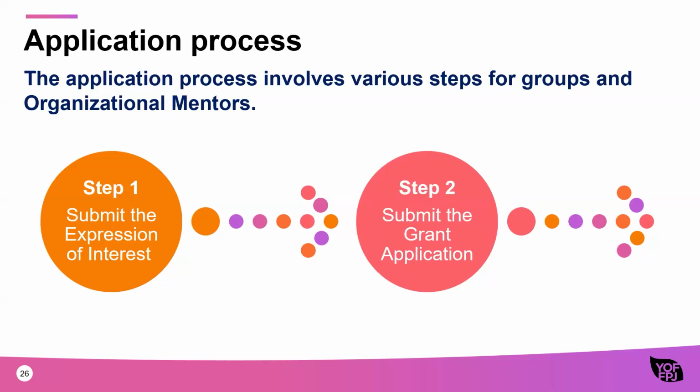Step 2. Applicants with a shortlisted expression of interest will be invited to submit a grant application with an organizational mentor. Applicants are asked to start researching for potential organizational mentors at this stage. You'll receive news of the status of your application about 3 months after the grant application deadline.